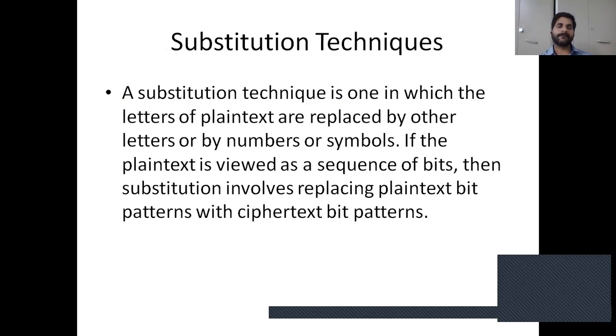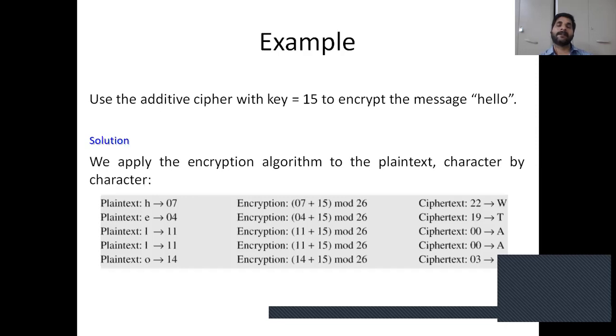Now, a substitution technique is one in which the letters of plain text are replaced by other letters or by numbers or symbols. If the plain text is viewed as a sequence of bits, a substitution involves replacing a plain text bit pattern with a ciphertext bit pattern. As an example, we explain monoalphabetic substitution. Use the additive cipher with key 15 to encrypt the message hello.